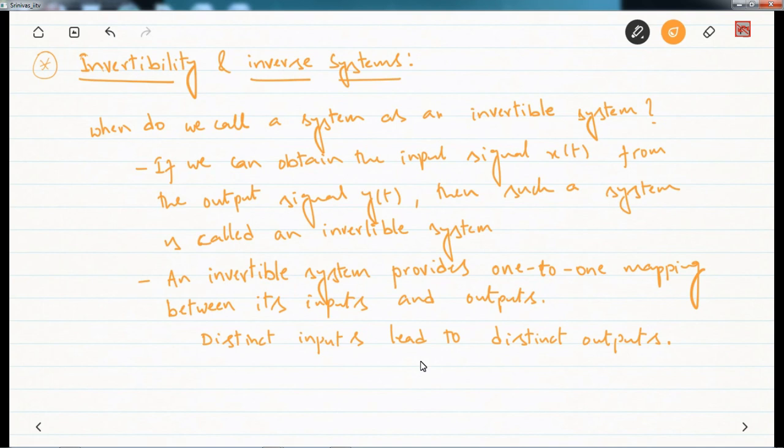Say y of t is equal to some k into x of t. Does it provide one-to-one mapping between input and output? Yes, because y of t is k into x of t, so it's invertible, whereas y of t is x square of t.